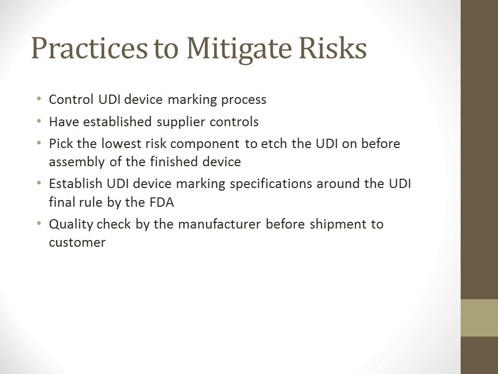So, an example of the lowest risk component: we have huge capital equipment. If you etched your UDI on the back panel of that equipment, that wouldn't have a function, it's just a piece of titanium or plastic that just holds on, the back part of the device, you can send that back to the supplier and continue to assemble, and then once you receive the corrected back panels, you can attach them and then package and ship to customers.